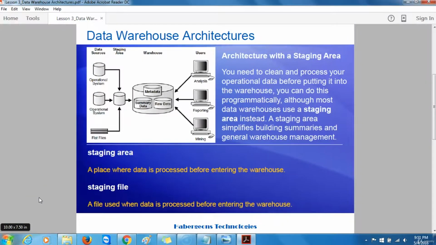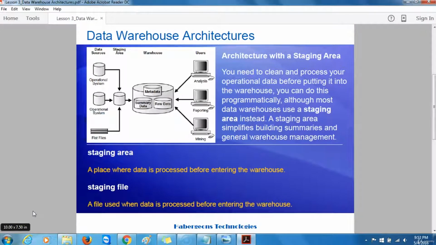Now, the second type of architecture is with a staging area. You will notice that we are using the same sources as in the previous example, which was the basic type of architecture. We have these operational systems and flat files, where the data is pulled from these systems and then brought into a staging area. At the staging area, this is where the cleansing of the data happens, deduplication takes place, as well as standardizing the data so that by the time it's loaded to the data warehouse, it's in the same format, it's cleaned, duplicates removed, before the different end users who are using it for analysis, reporting, and mining purposes could access the data.